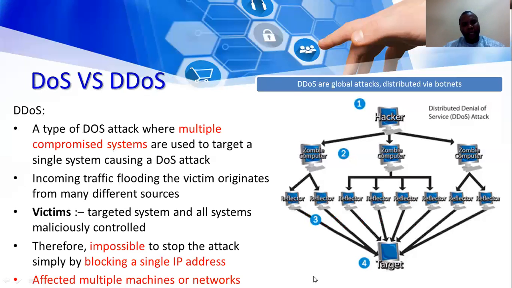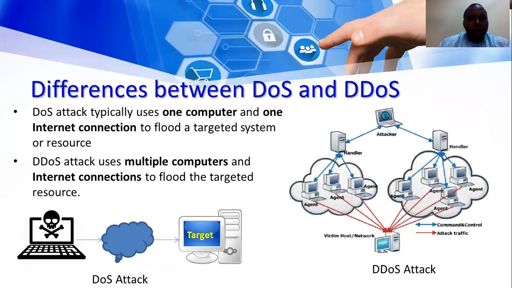So when you look at the last item here, I said it affected multiple machines or networks. By this, you see that it shows clearly the difference between the DoS and the DDoS. The DoS and the DDoS have very distinguishing characteristics. What are the differences between them? Of course, we have discussed them, but we need to look at them again here. Look at the diagrams here. I have one about the DoS attack, and this one is about the DDoS attack.